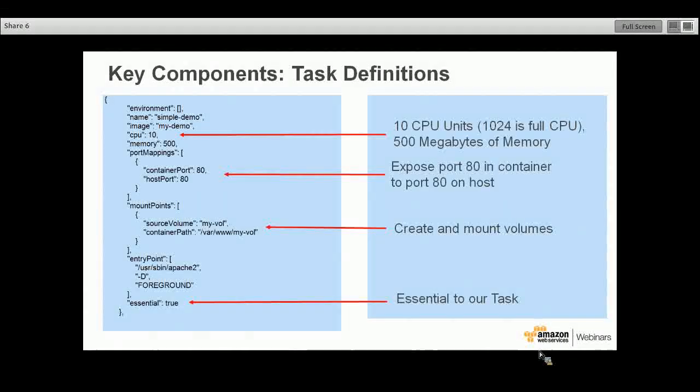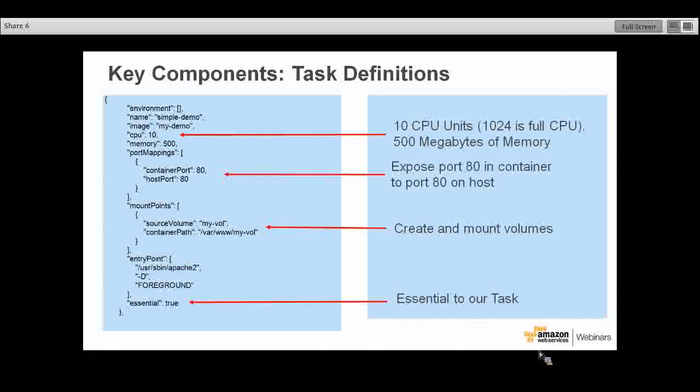You can also create and mount volumes. And so in this task definition, we mount a volume that's shared between our two containers. And finally, you can declare whether each container is essential for your task. So if one of the containers were to fail, do you fail the entire task? And if a task fails, then you can have the ECS scheduler go ahead and reschedule that task for you.